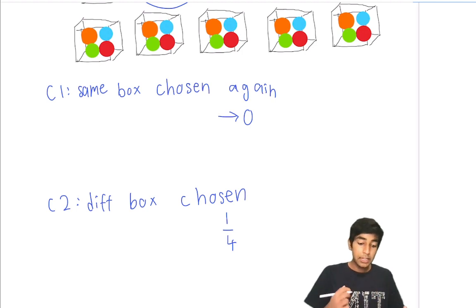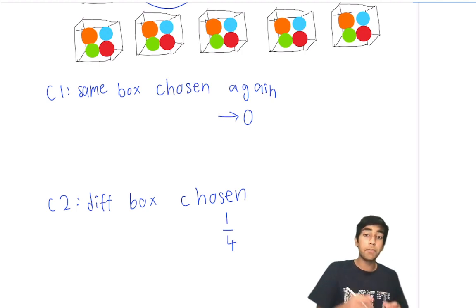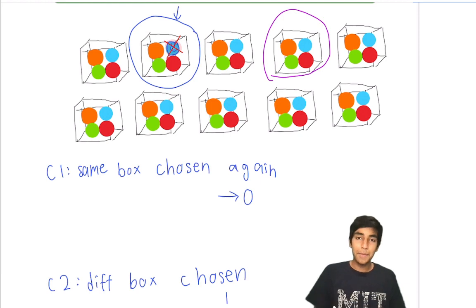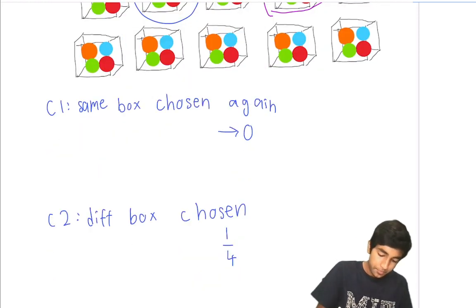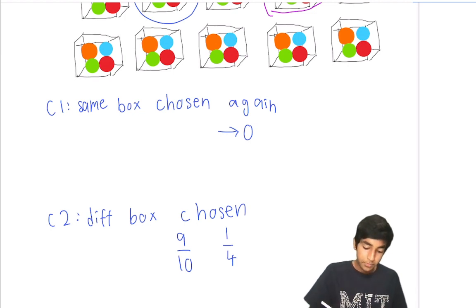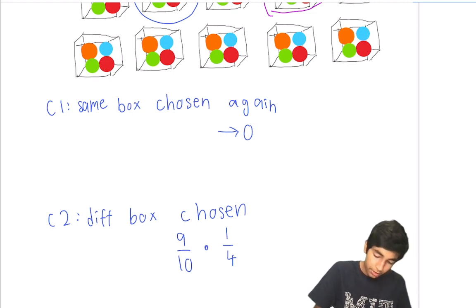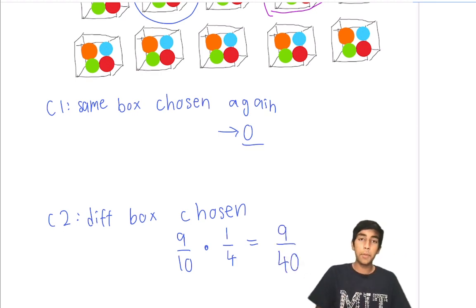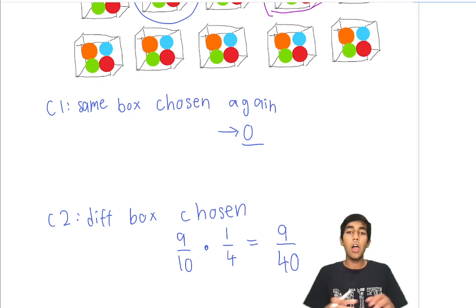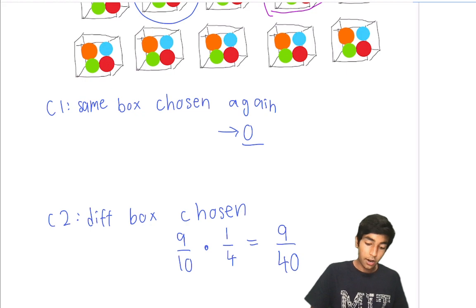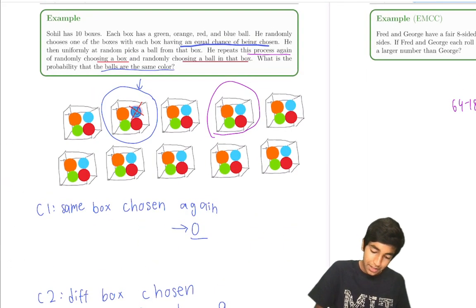But what is the probability we do pick a different box? There's 10 boxes, so there's a 1/10 probability of picking the same box, and a 9/10 probability of picking a different box. So in this case, where there's a 9/10 chance we choose a different box, there's a 1/4 chance of drawing a ball with the same color. So 9 over 40 for this case. And this case was just 0 because there's no way of getting the same ball when you look at the same box. So overall, our sum is just 9 over 40, and that's our answer.